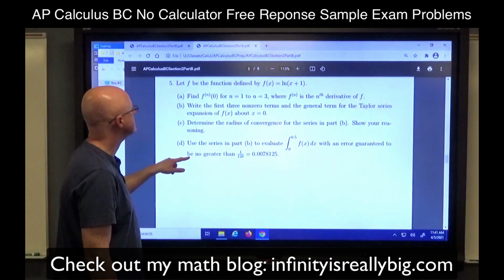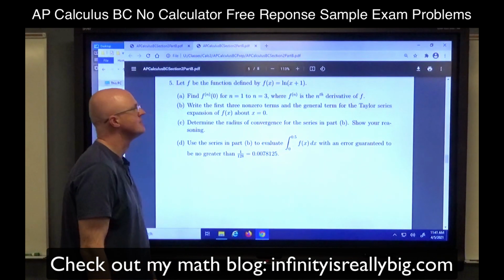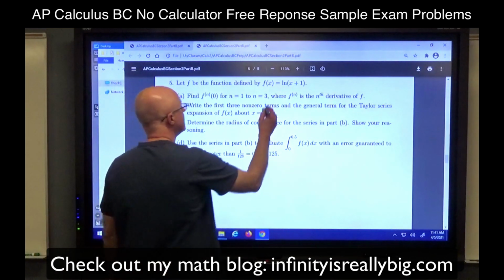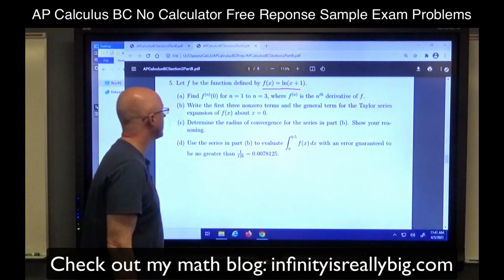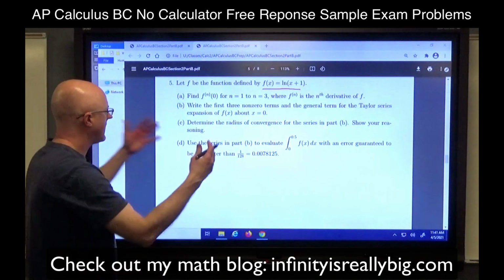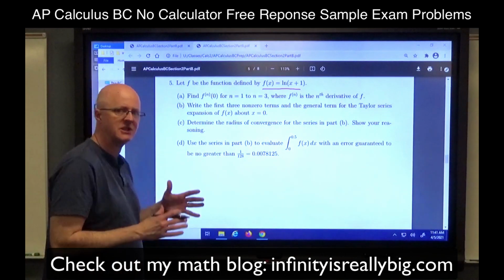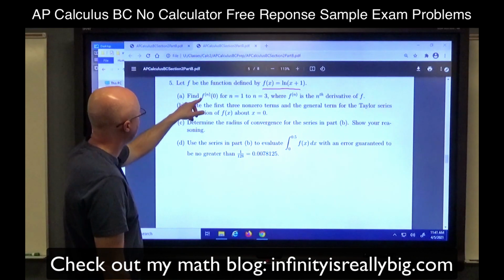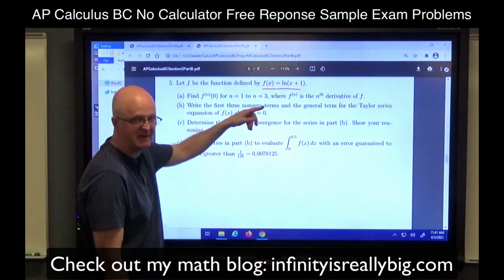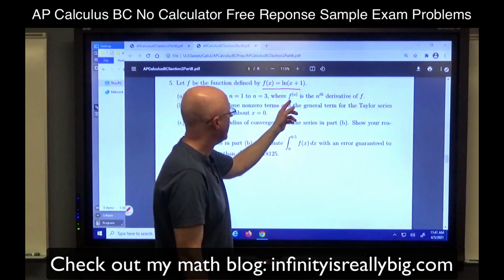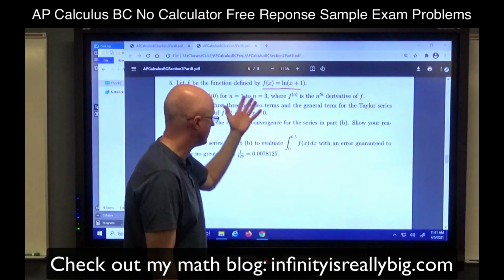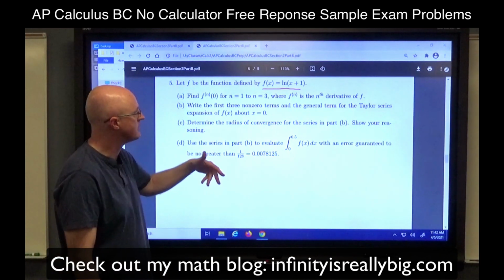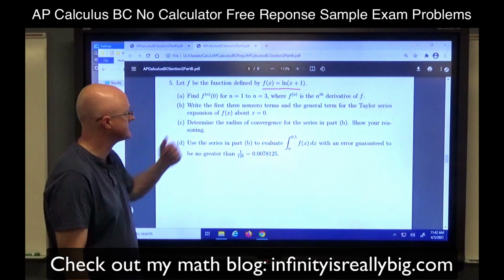All right, we got another Taylor series problem here, also called Maclaurin series again. Let f of x be the function natural log of x plus 1. Let's take a glance over the whole thing. Maybe we can be efficient here by doing more than one thing at a time. Part A, find the fn of 0 for n equals 1 to 3, which means include n equals 2, where fn is the nth derivative of f, so I need to differentiate this. Part B, write the first 3 non-zero terms in the general term for the Taylor series centered at 0.